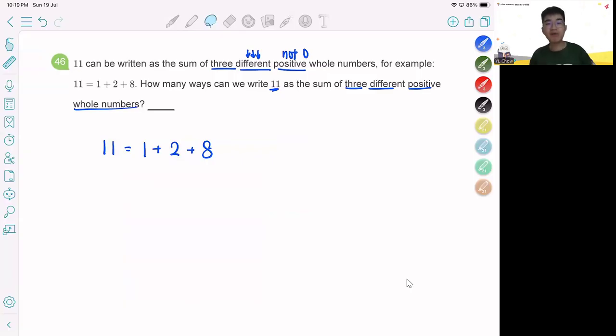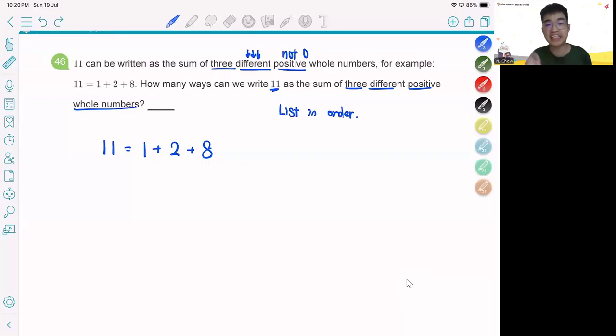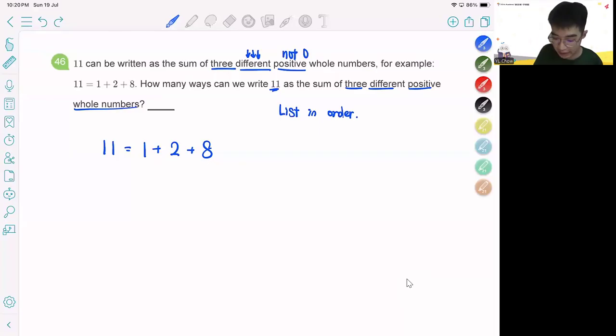Right. So to list out all the possible ways to write the sum, all I need to do is to list in order. Let me write it out. In particular, the question gave you an example which lists the numbers from small to big, which is what I'm going to do as well. I'm going to list out the digits in ascending order, starting from a small number to a big number. So if you realize that suddenly the numbers are out of order, then most likely it refers to a repeat.